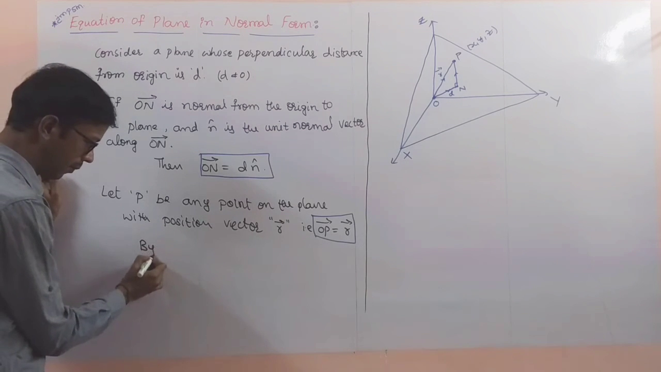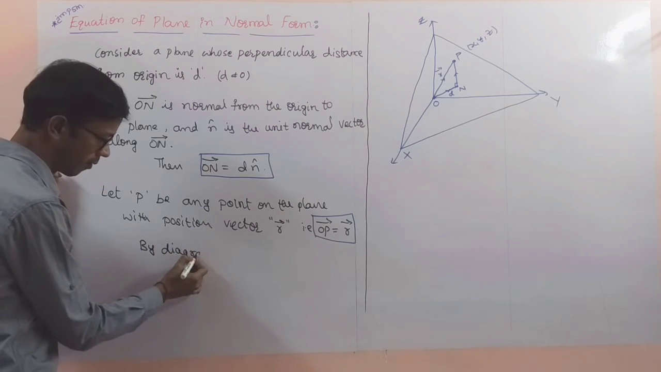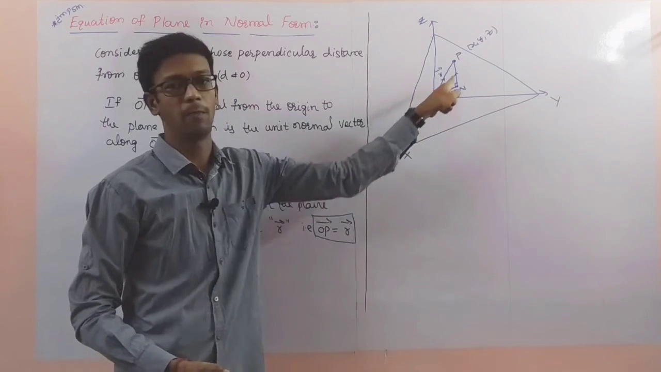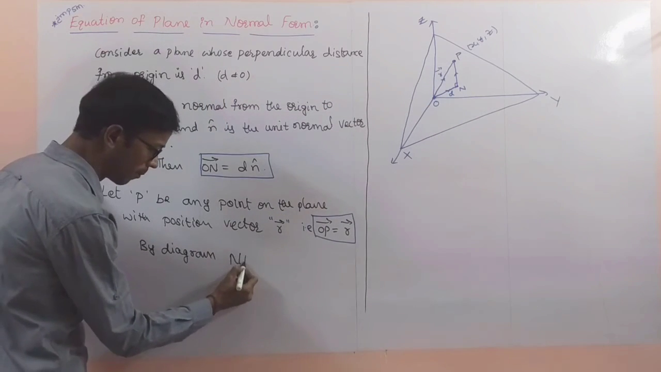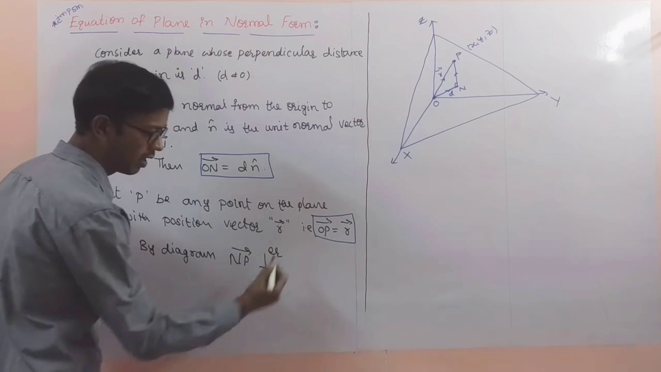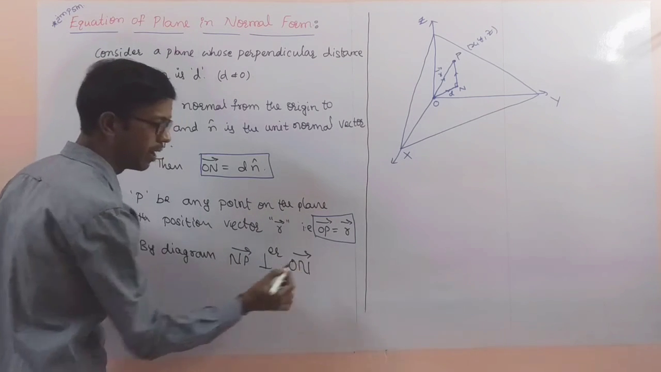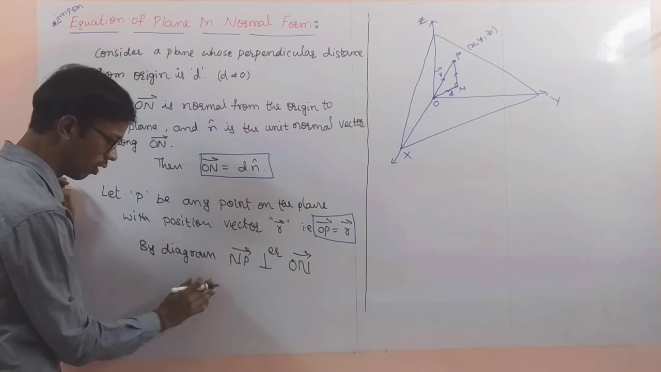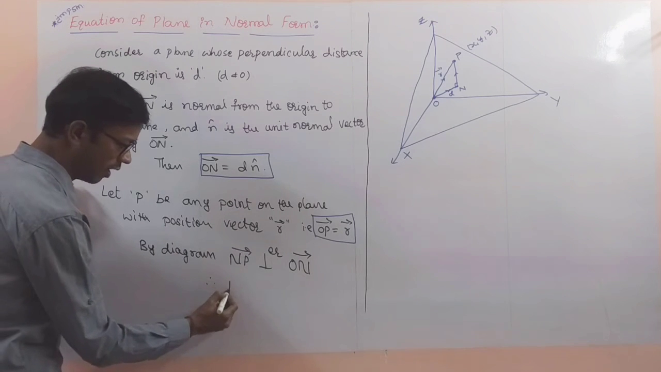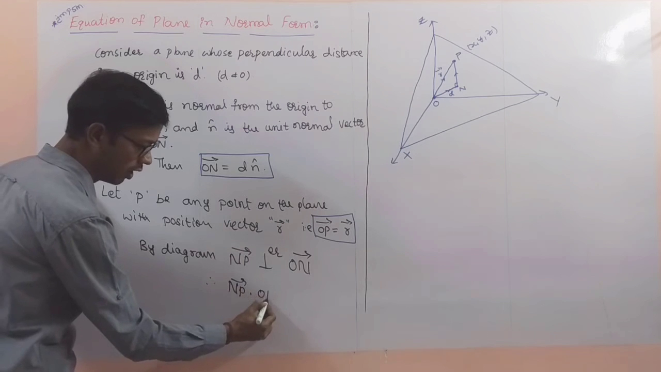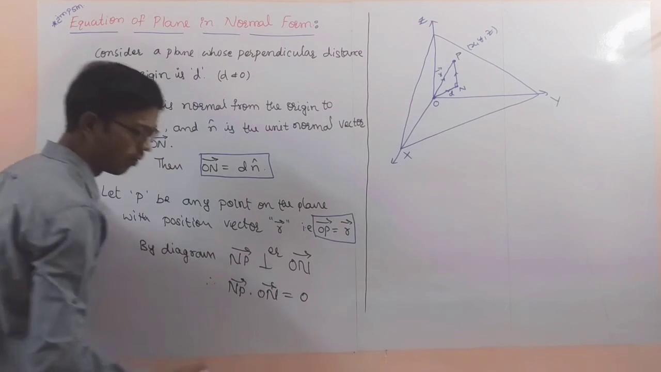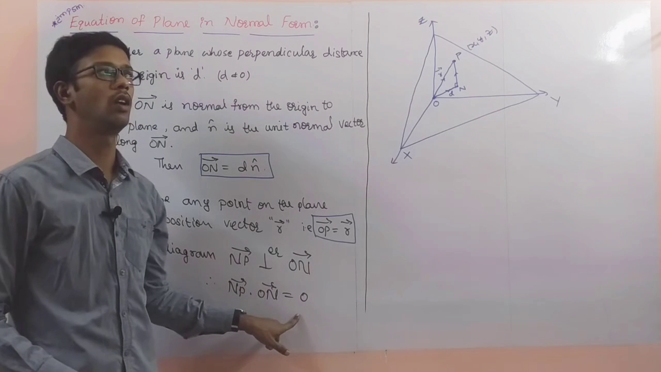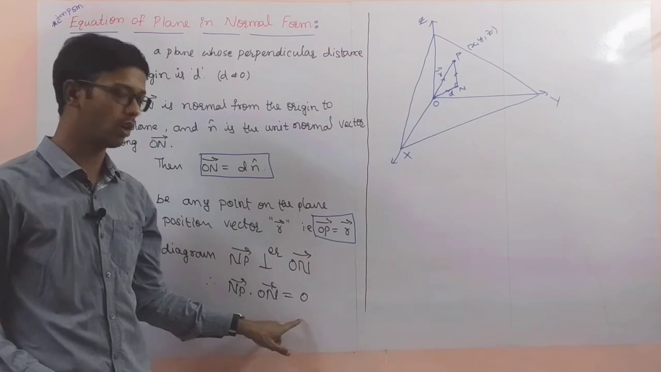By the diagram, NP bar is perpendicular to ON bar. Therefore, the dot product of NP bar with ON bar equals 0. Why? Because when two vectors are perpendicular, their dot product should be equal to 0.